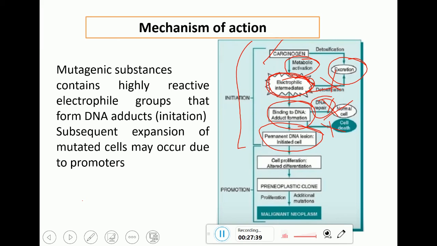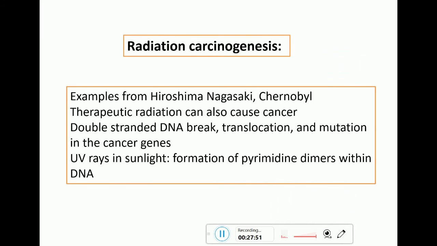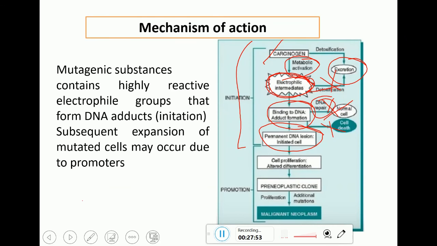Now once the cell gets initiated, the initial processing of a chemical carcinogen on the cell is done. The further step is cell proliferation. What is cell proliferation? The cell will multiply into different cells having the defective genomic combination or the defective gene. So multiple daughter cells from that initial cell will develop.